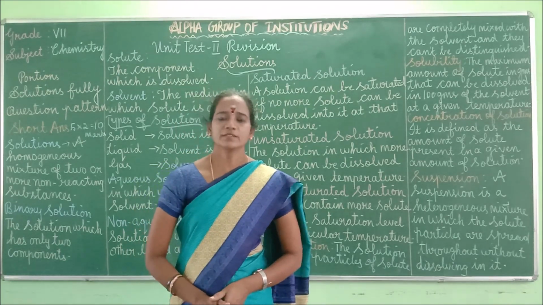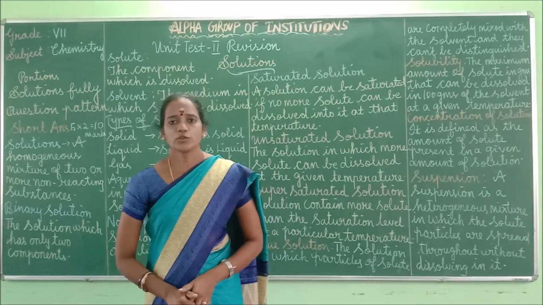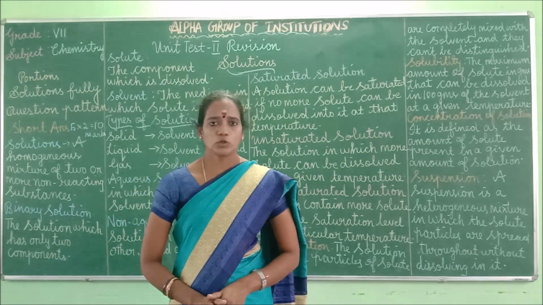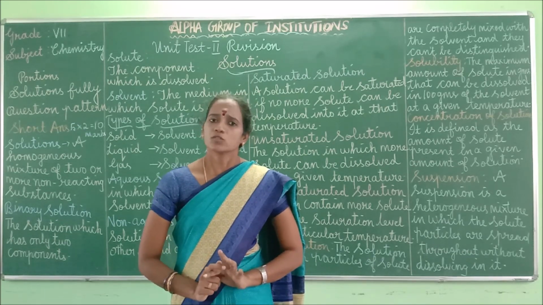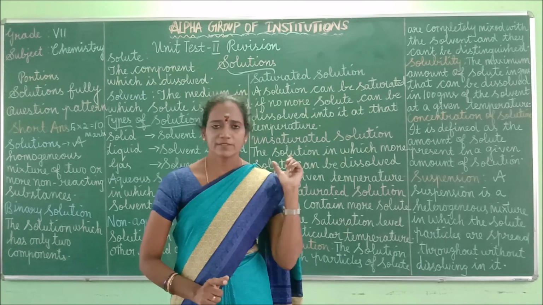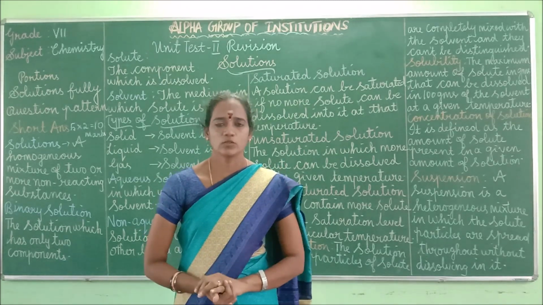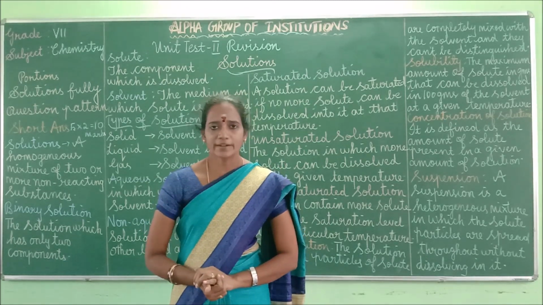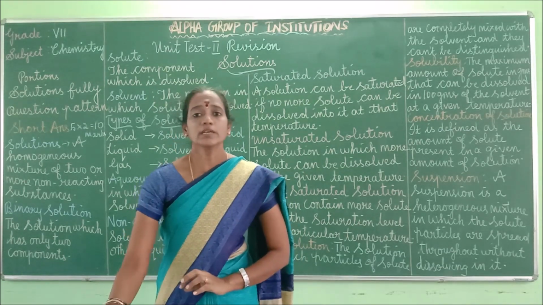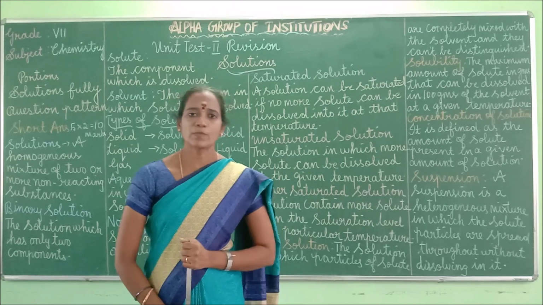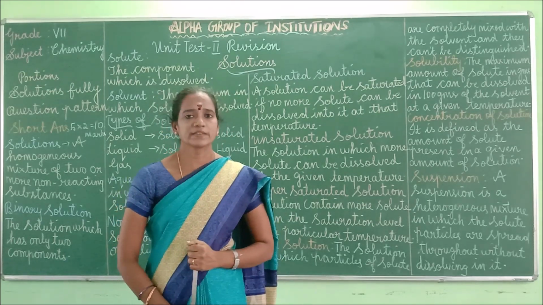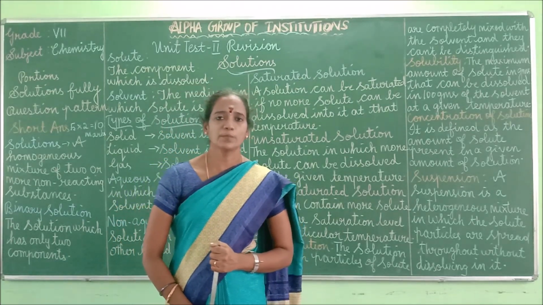Good morning, children. This class we are going to revise for the unit test 2. Hope you have received the questions, isn't it? So you have only one lesson, that is the solutions lesson fully. And you should know the pattern also, children. Totally you are going to write out of 30 marks. In that, 10 marks in physics, 10 marks in chemistry and the remaining 10 marks in biology.